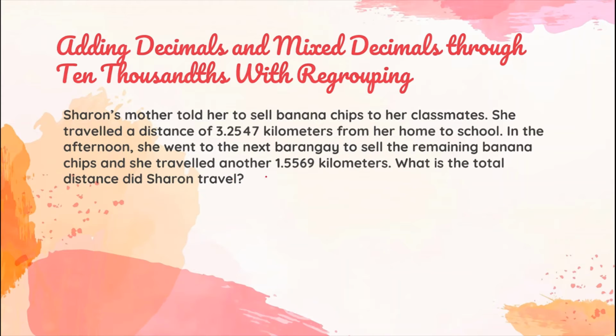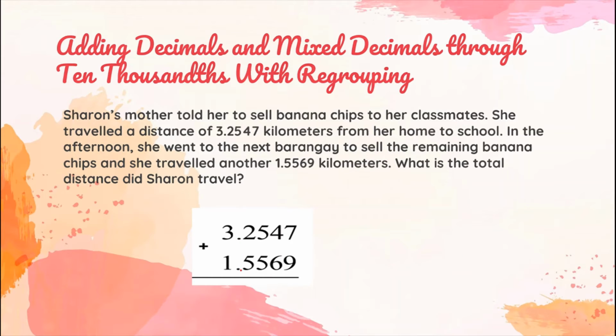Okay, so for this one, since we're looking for the total distance that Sharon had traveled, we're going to add the first kilometers that she traveled from home to school and the next kilometers that she traveled when she went to the next barangay. So for our solution, we have 3.2547 plus 1 and 5,569 10,000ths. Let's add. Okay, so notice here that I aligned my decimal point.